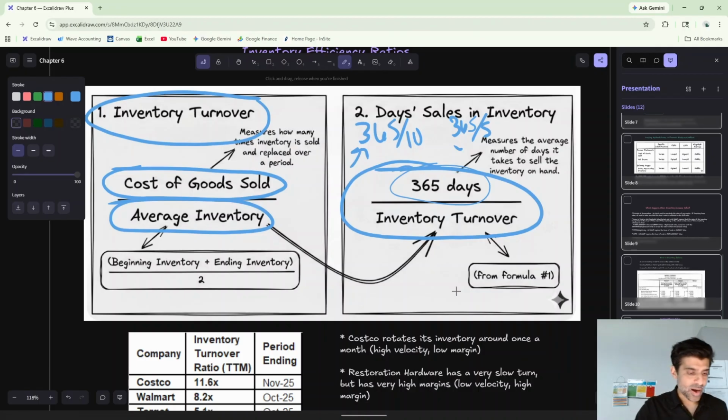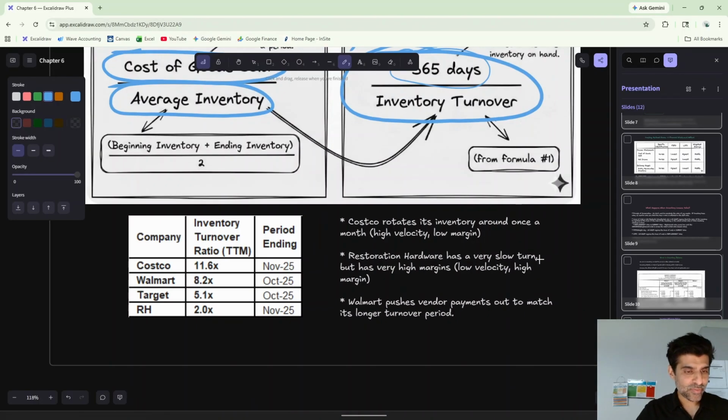Okay, so let's look at some real life examples here. These are the inventory turnover for different businesses. RH is Restoration Hardware. What do they sell? Yeah, furniture. And what kind of furniture is it? Is it like IKEA? It's luxury furniture.